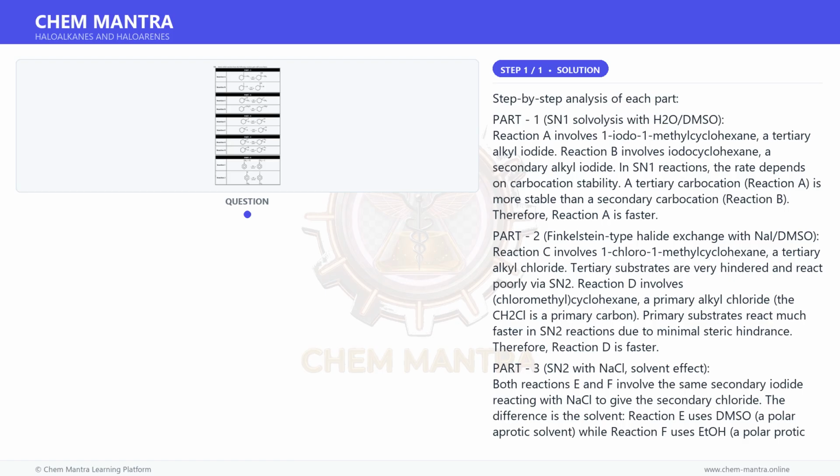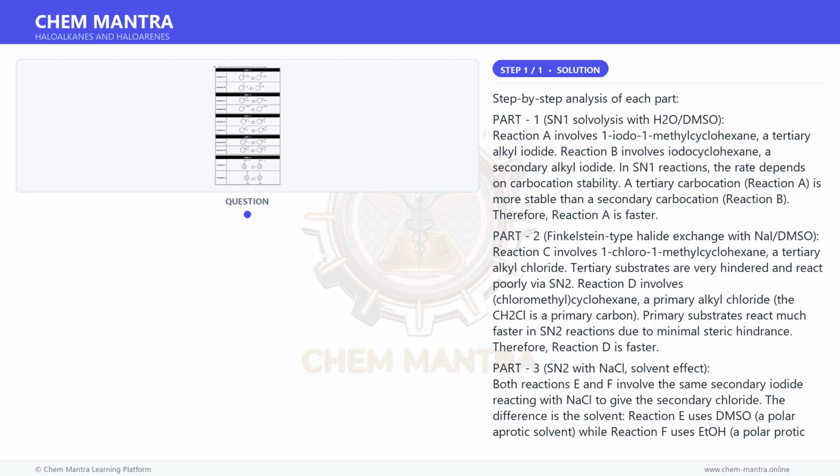Polar aprotic solvents do not solvate the nucleophile, Cl-, as strongly, leaving it a more reactive, naked anion, which accelerates SN2 reactions. Polar protic solvents like ethanol hydrogen bond to Cl-, reducing its nucleophilicity. Therefore, reaction E, DMSO, is faster.